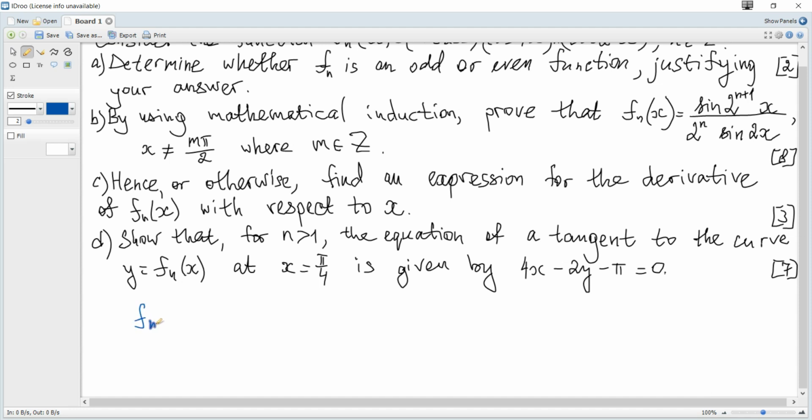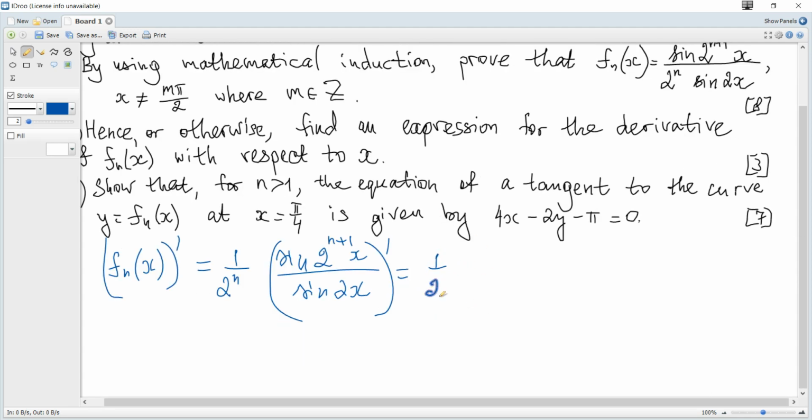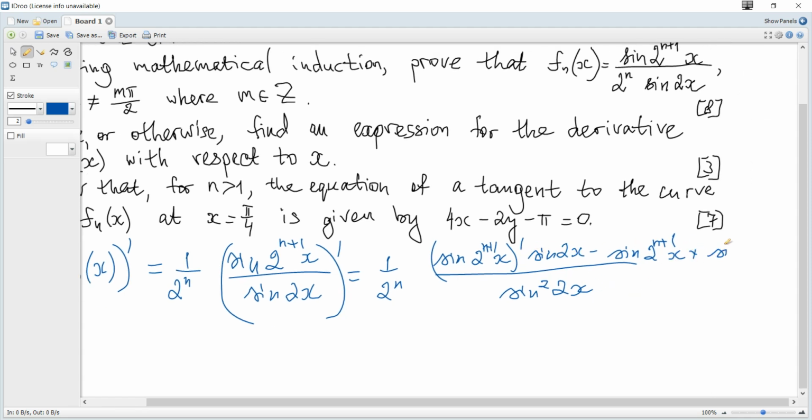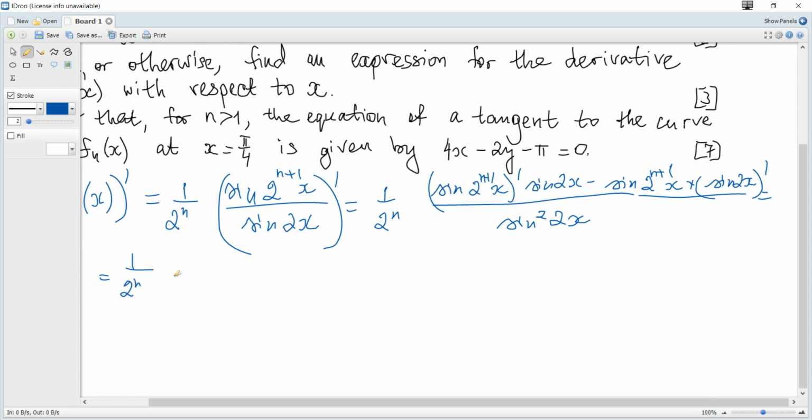So the derivative of f_n of x is equal to, and we can see that there is a constant, and a constant multiplied by a function has derivative constant multiplied by derivative, so we can consider 1 over 2 to the power of n, and the derivative of sine of 2 to the power n plus 1 x over sine of 2x, and it is equal to the denominator squared, the derivative of sine of 2 to the power n plus 1 x multiplied by just sine of 2x, minus sine of 2 to the power n plus 1 x multiplied by the derivative of sine of 2x, and it is equal to 1 over 2 to the power of n, over sine squared of 2x.